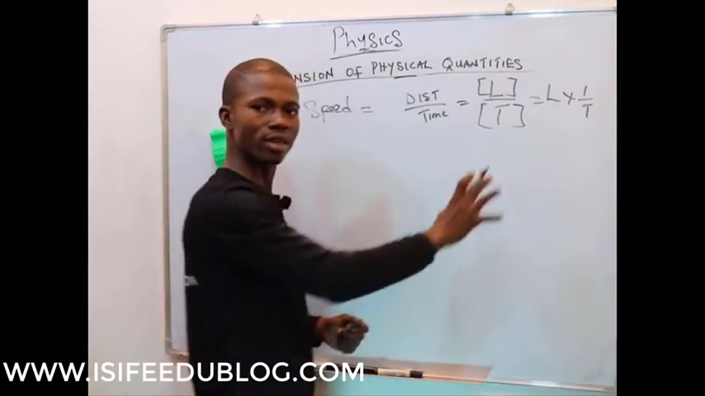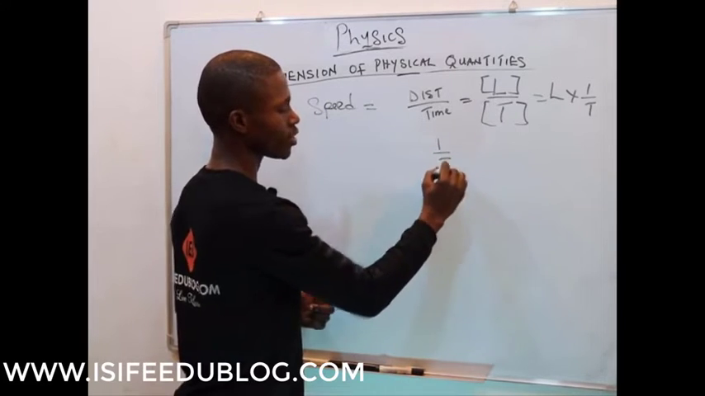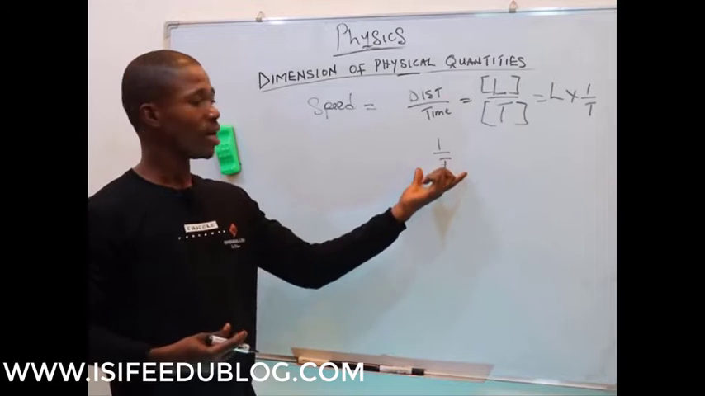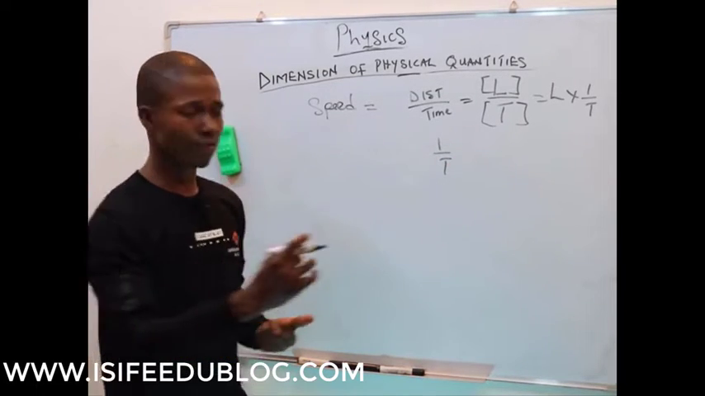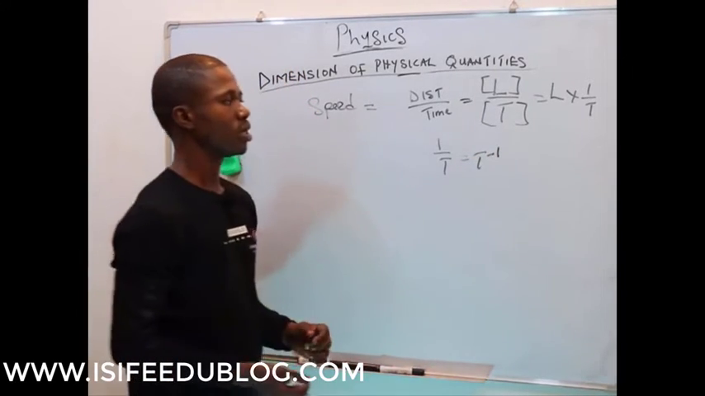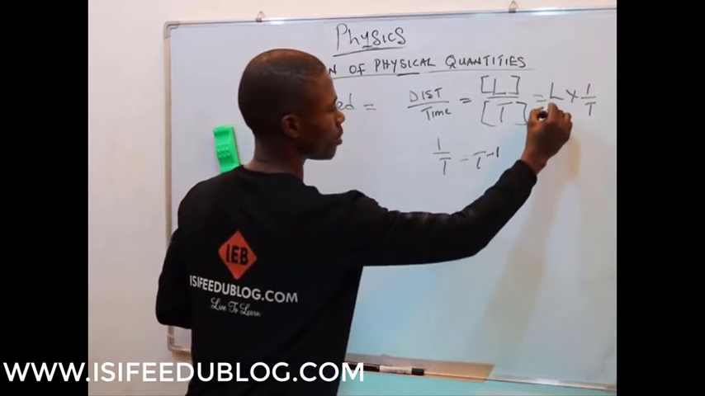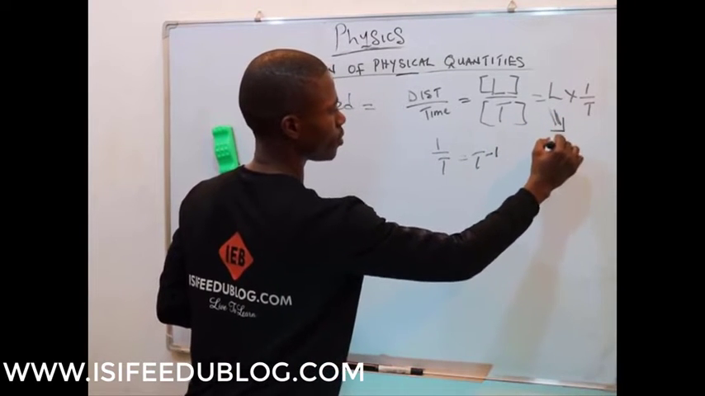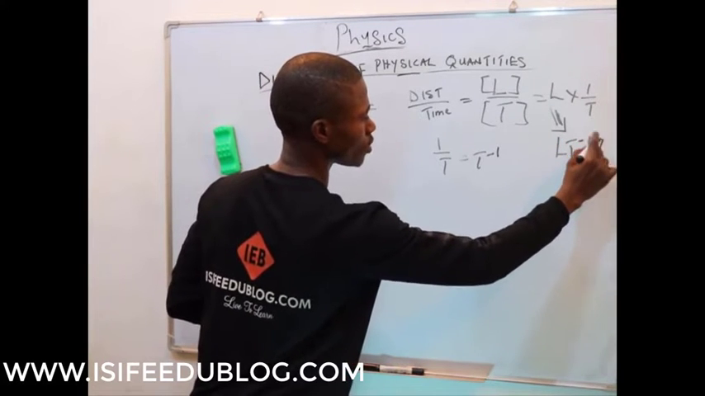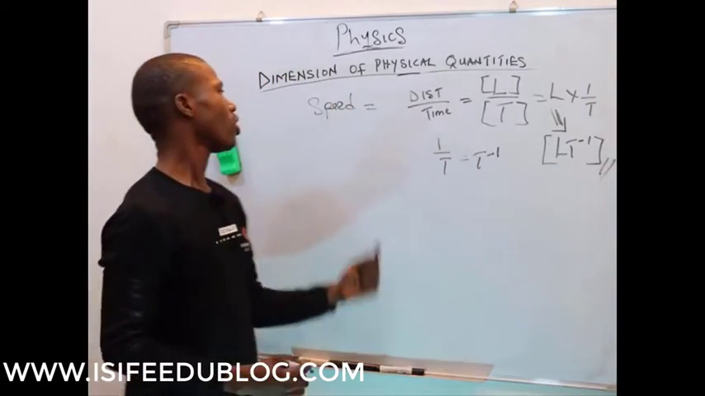Let me just break this down for beginners. Anytime you see 1 over anything, it means the inverse of that number or that letter. And the inverse of anything in indices form means T raised to the power minus 1. Therefore, the dimension for speed is LT minus 1. We are enclosing our brackets. This is the dimension for speed.